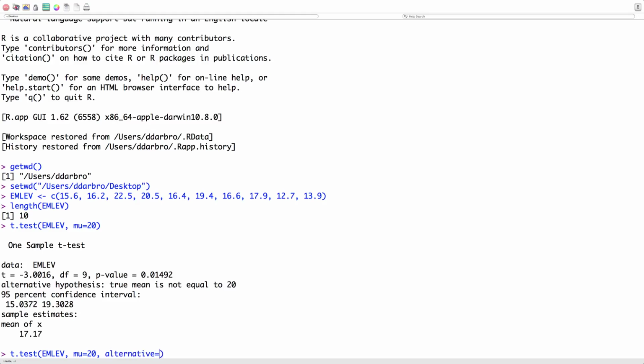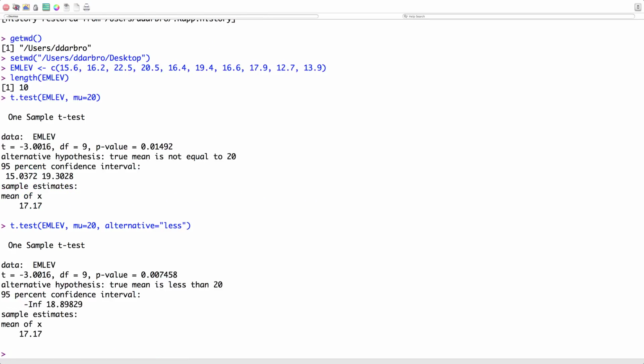Well, guys, this is really easy to do. All I have to do is run less than. So you can see up here the alternative hypothesis, the true mean is not equal to, which is the default if you don't include the prompt of alternative. But if you include the prompt of alternative, it's going to test that. Your test statistic and your degrees of freedom will always be the same, but notice that the p-value changes because you put all of your rejection region in one particular tail.